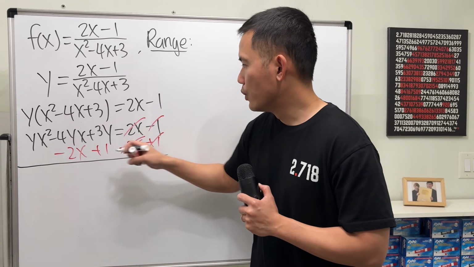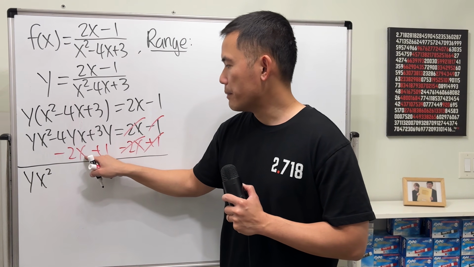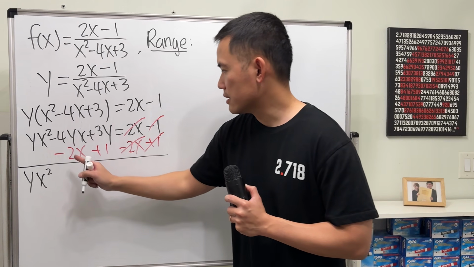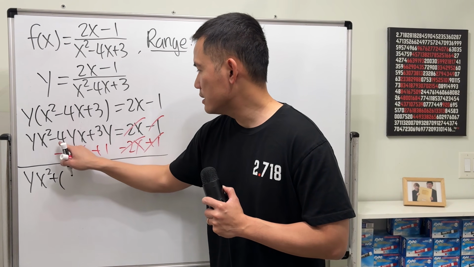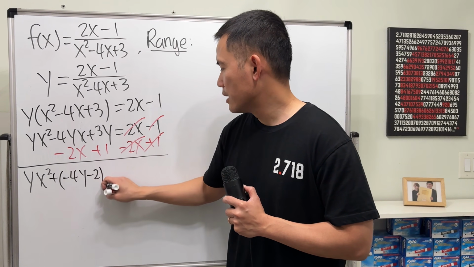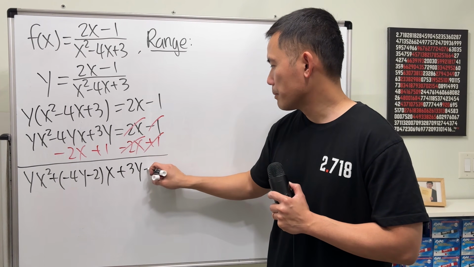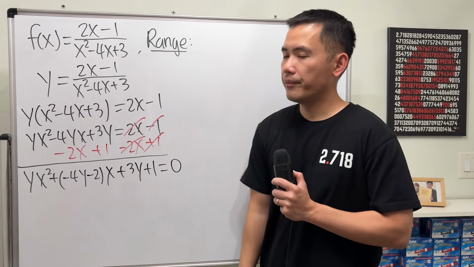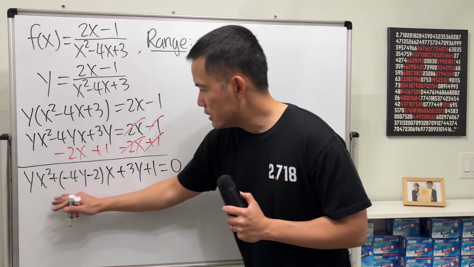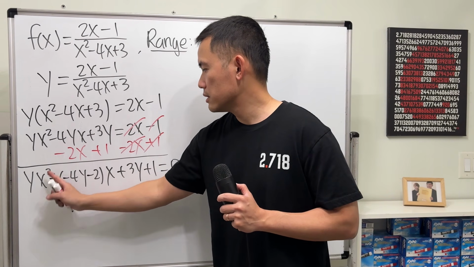And then we see we have y x squared. Both of them have x. I'm going to write it down like this. We add parentheses: this term, negative 4y, and then minus 2, and then the x. And then plus 3y plus 1. That's equal to 0. Now, if you look at this equation, this is a quadratic equation in terms of x.